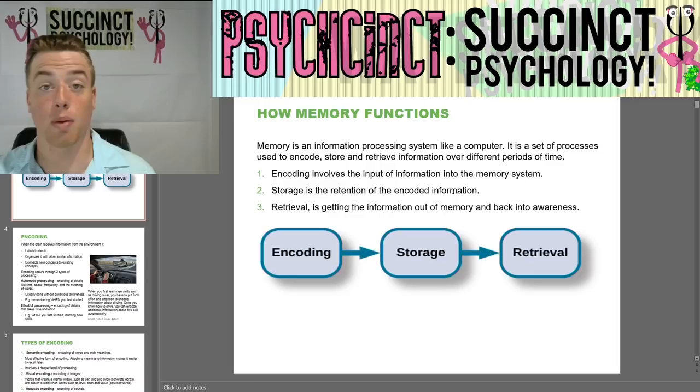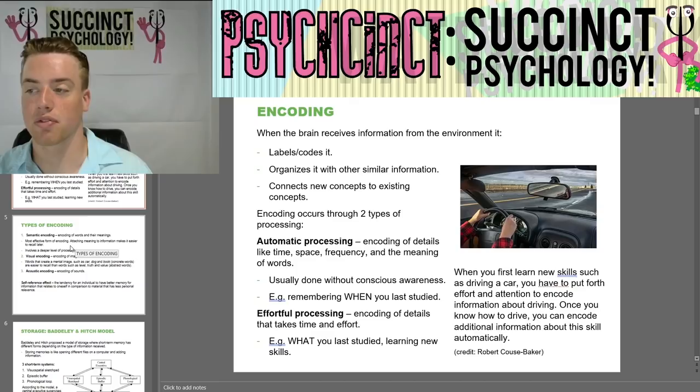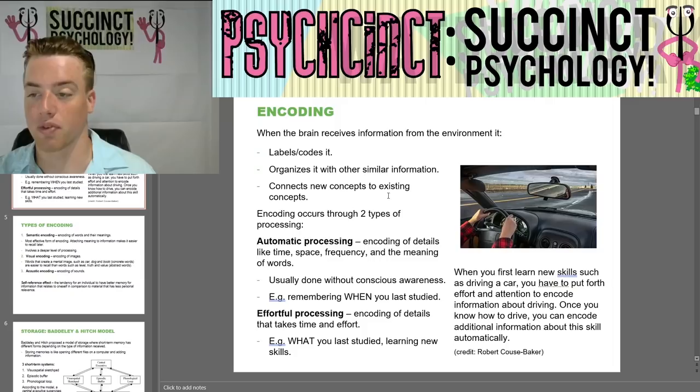Storage is the retention of the encoded information, and retrieval is getting the information out of memory and back into awareness. So, our first step, encoding, is when the brain receives information from the environment, labels/codes it, organizes it with other similar information, and connects new concepts to existing concepts.